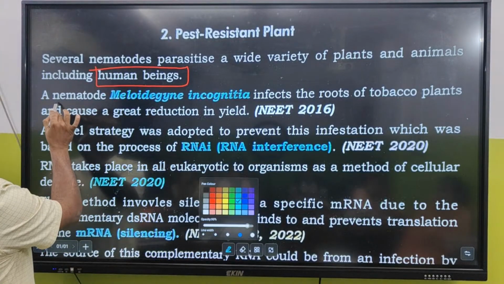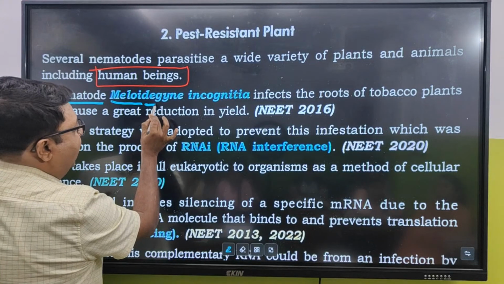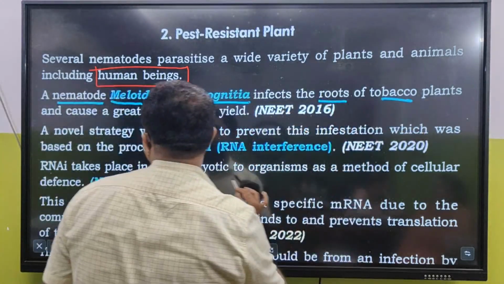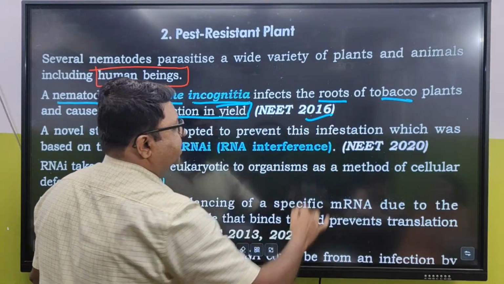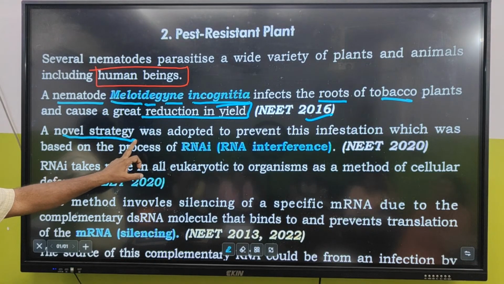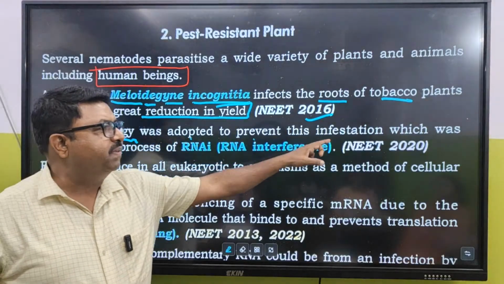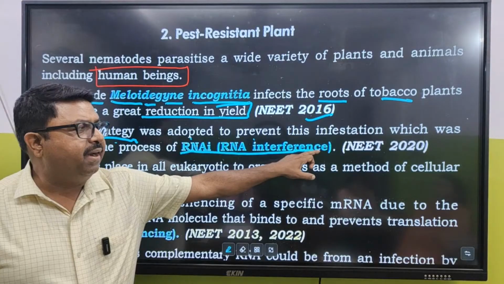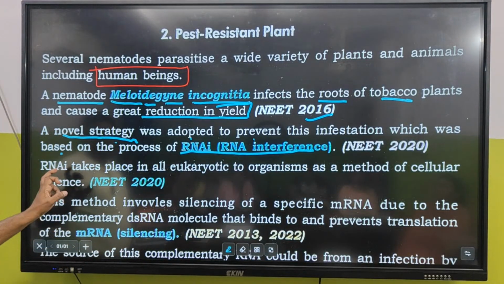Now, a nematode, Meloidogyne incognita, infects the roots of tobacco plants and causes a great reduction in yield. 2016 question. A novel strategy was adopted to prevent this infestation, which was based on the process of RNAi, RNA interference, in 2020.